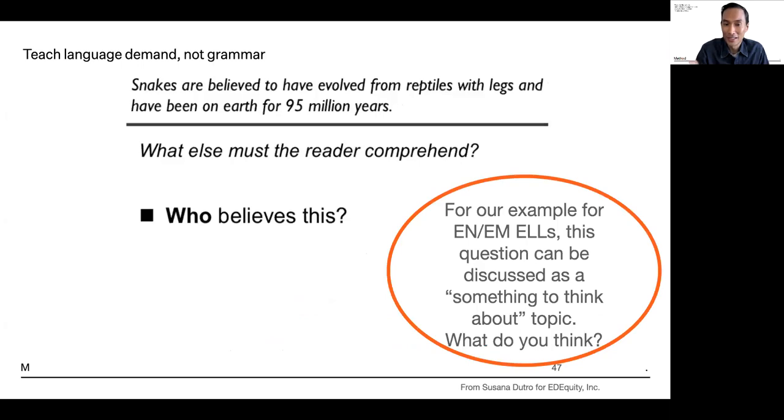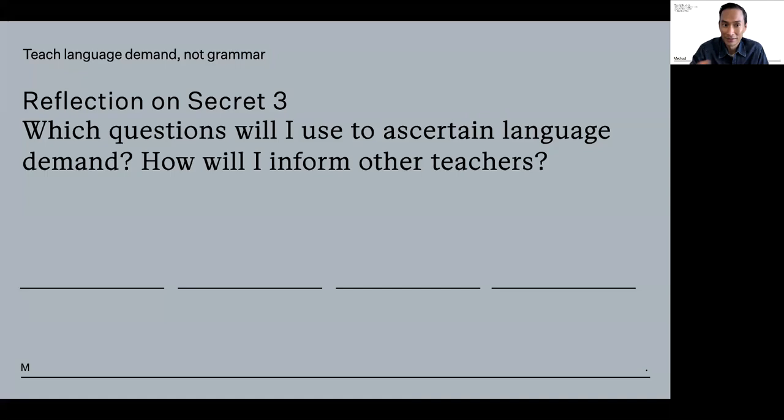Now this is the other question that's kind of like you added on. What else must the reader comprehend? In the passive voice, you're always asking like, who believes this or who said that? It's not really implied. You can leave this as a discussion topic for your ELLs if you're at that point or even in a class. But that's very specific to teaching the passive voice. Okay, so let's reflect on this secret number 3. Which questions will you use to ascertain language demand? And then once you're done with that, how will you inform other teachers?